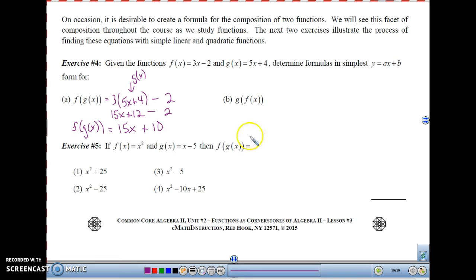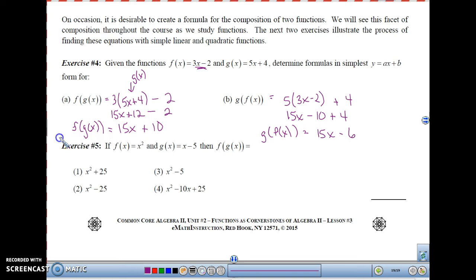All right, g of f of x. This one says take f of x, plug it into the g function. So g of f of x is going to be 5 times f of x, 3x minus 2, plus 4. So 15x minus 10 plus 4, simplify your terms, g of f of x is equal to 15x minus 6.